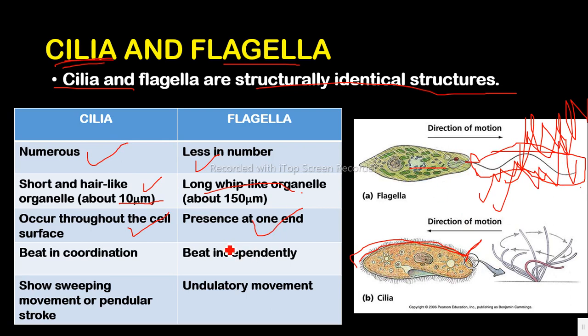Cilia show sweeping movement or pendular stroke. If they all bend, they all bend in that coordinated manner to move the material across. But for this one, it just beats, it is undulatory movement, like how a snake is moving. That beating is the one that we refer to as ambulatory.